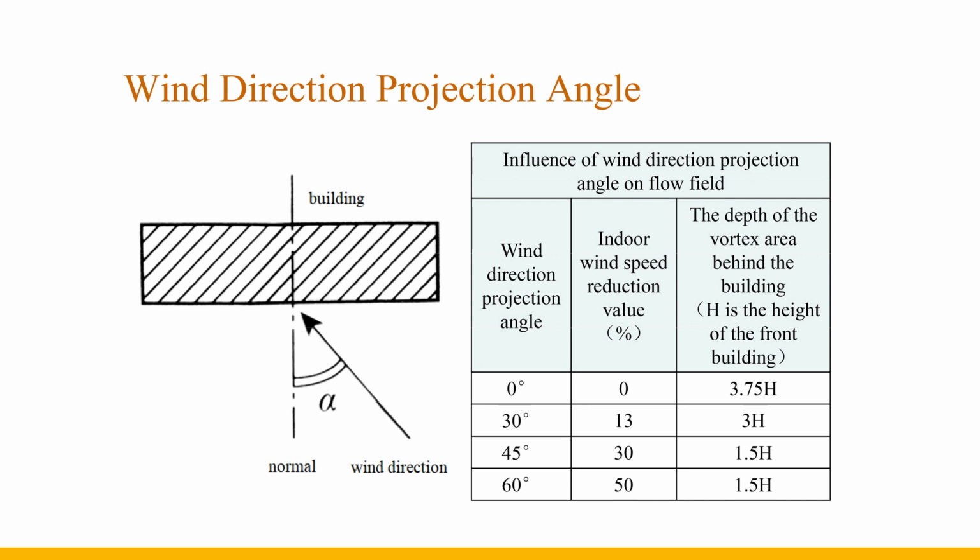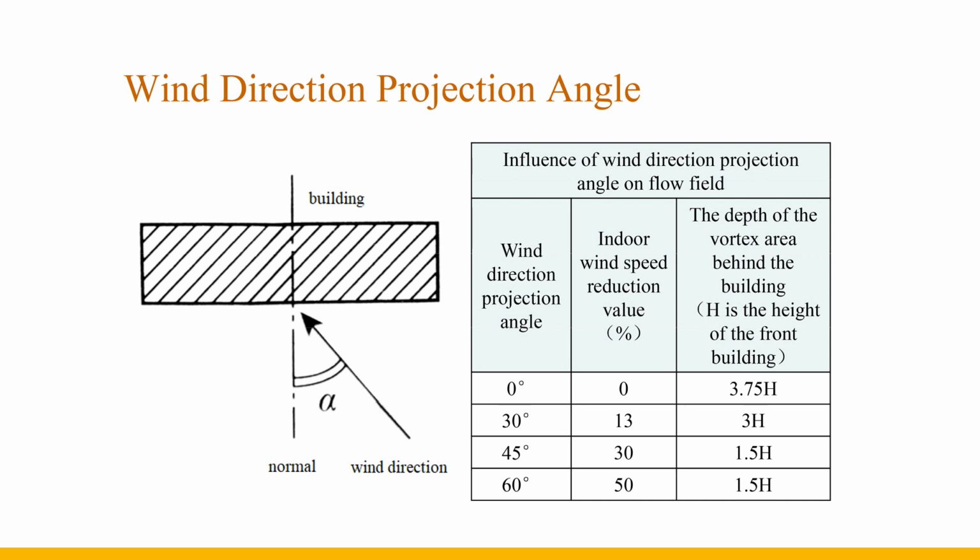The projection angle of the free flow is 0, and the normal ventilation effect is the best, but a large vortex of air will be formed behind the building, which will affect the ventilation of the rear buildings. As a result, the building spacing must be greater than 4 times the height of the front building, and the land used will be increased.